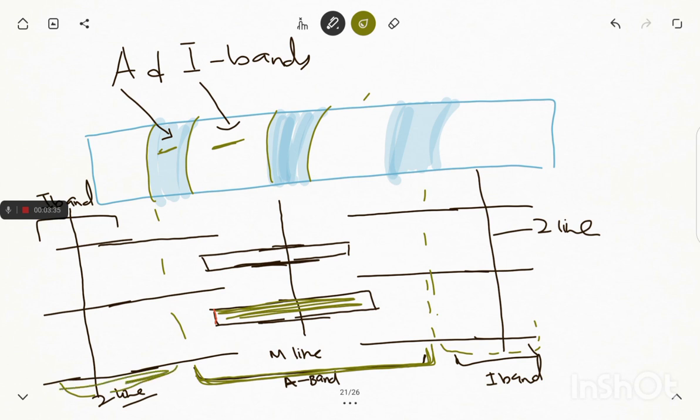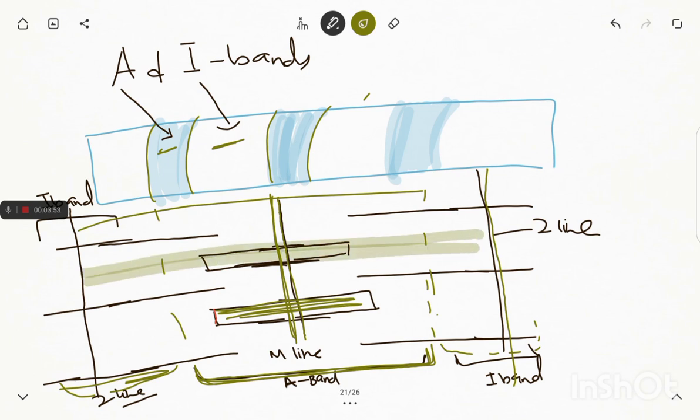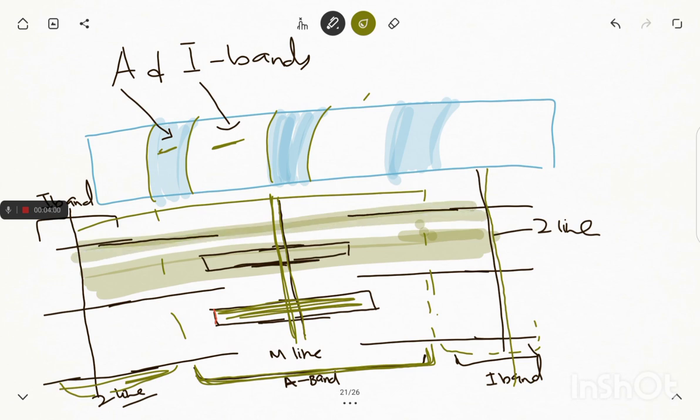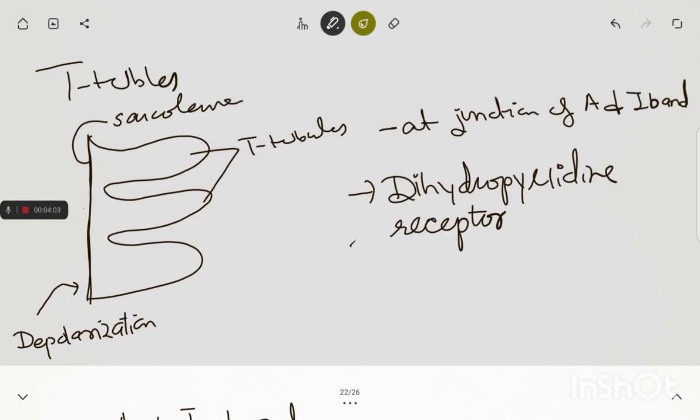So there's a line that passes through the center of A band. The line that passes through the center of A band is known as M line, and the line that passes through the center of I band is known as Z line. And it is between two Z lines that a sarcomere is established. What is a sarcomere? It is the area of myofibril between two Z lines, and this is the basic contractile unit of a muscle.